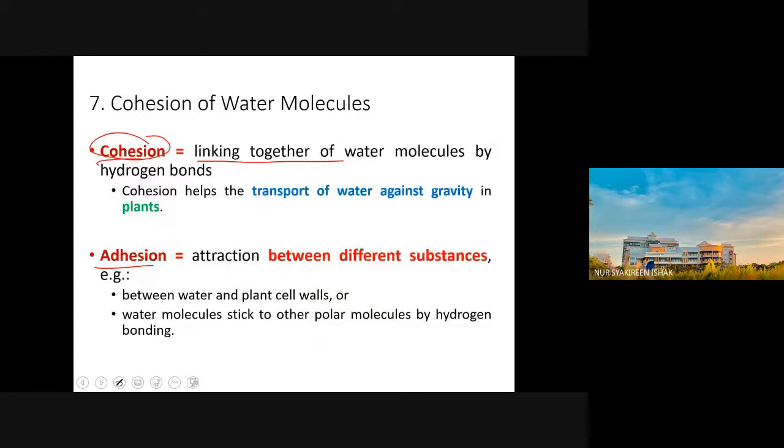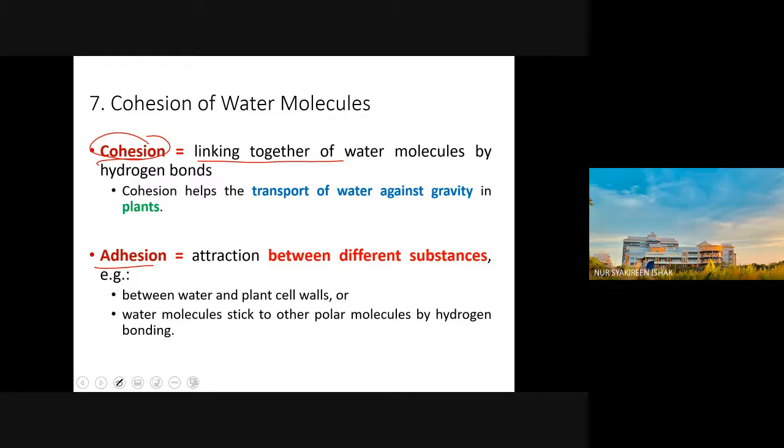So cohesion helps the transport of water against gravity in plants. As you know, the tissue that is responsible for transporting water in plants is xylem. Xylem allows water to move from the roots up to the trunk until it reaches the shoot or the leaf of the plant.